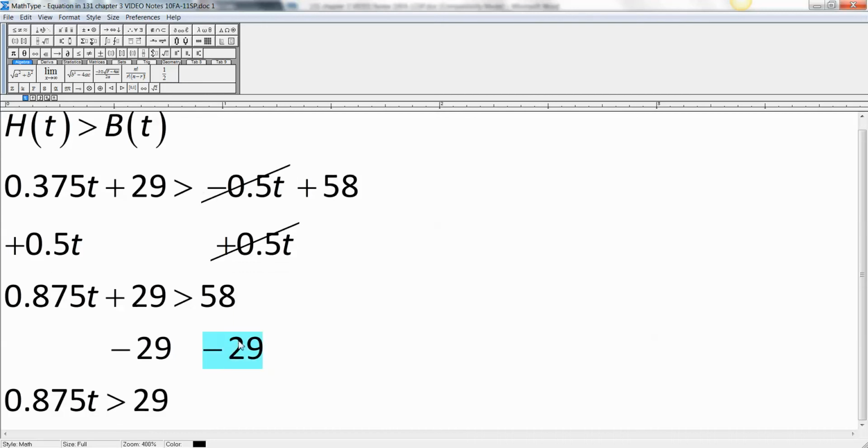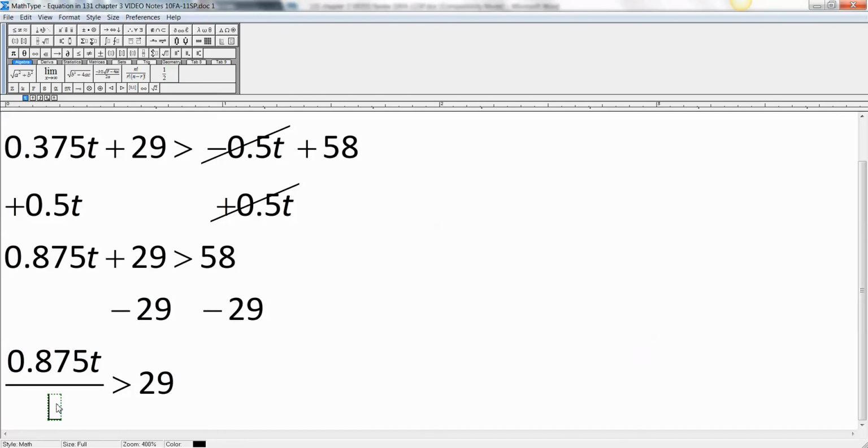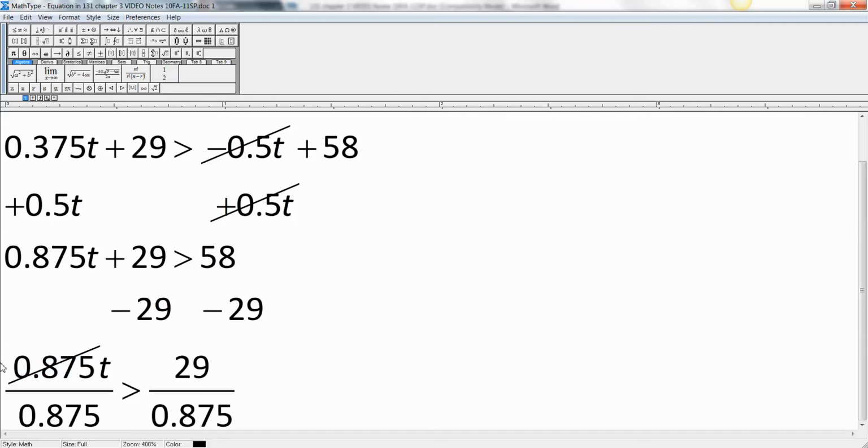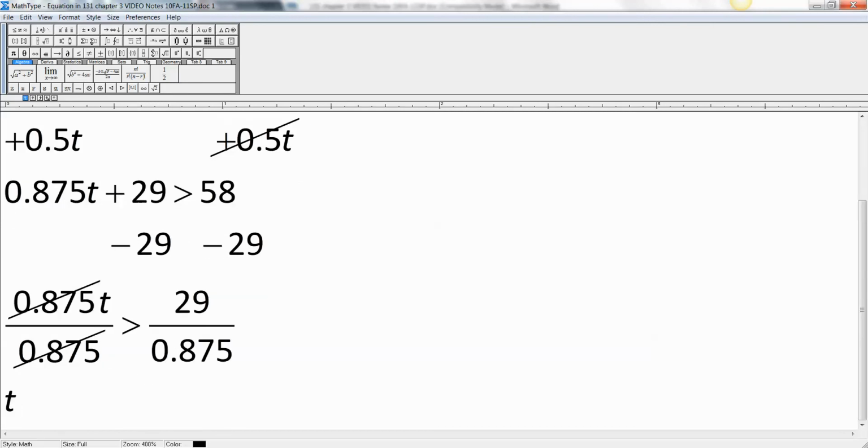Now notice I didn't flip the sign because that was subtraction. Subtraction's fine. It's division that you've got to watch out for, and multiplication. So then I'm going to divide by 0.875, both sides. And this is totally fine because it's a positive number. I'm not worried about the flipping of the sign. Since I'm dividing by a positive 0.875, everything is golden. So it's going to be t is greater than 33.14. Again, I just did that with a calculator. There you go. Just like we said it was.